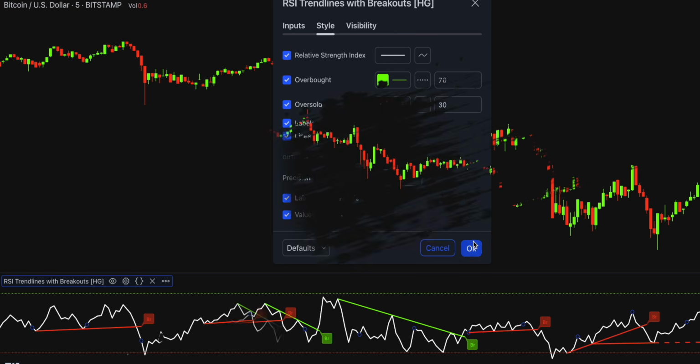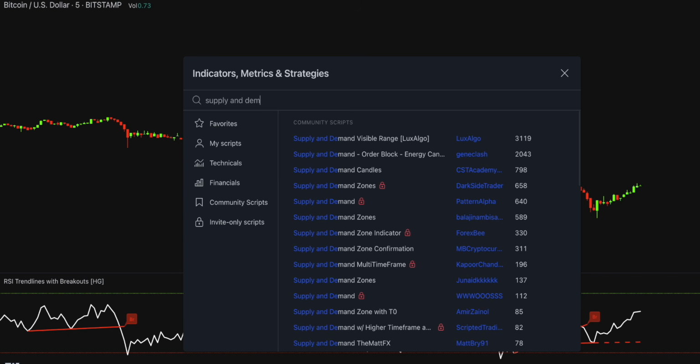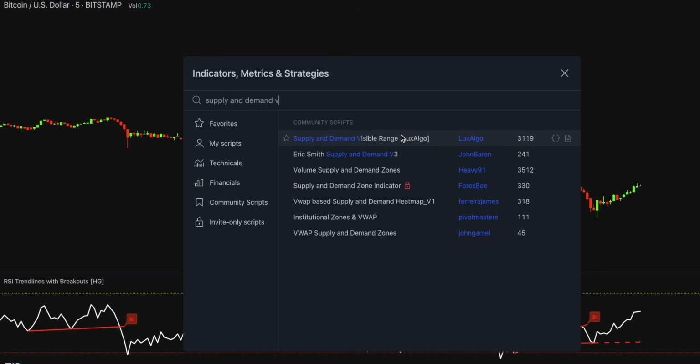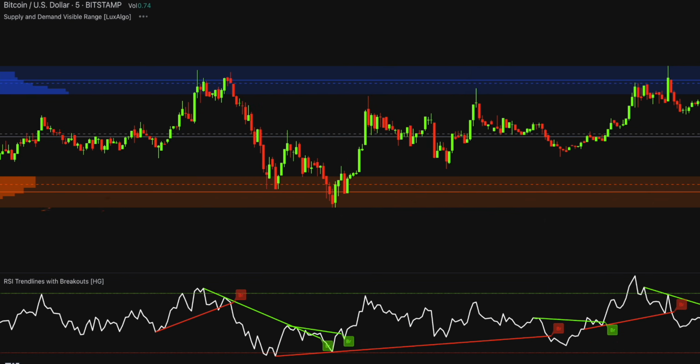The RSI trend lines with breakouts can be used with multiple additional tools. Lux Algo's supply and demand visible range could be one of them. The strategy is simple yet very effective. You simply buy at demand and sell at supply.